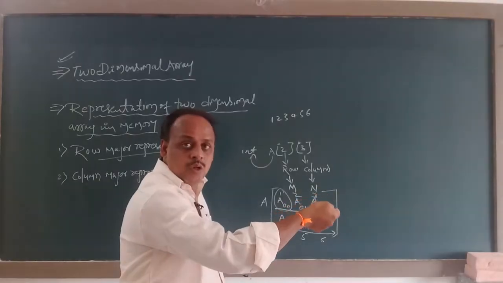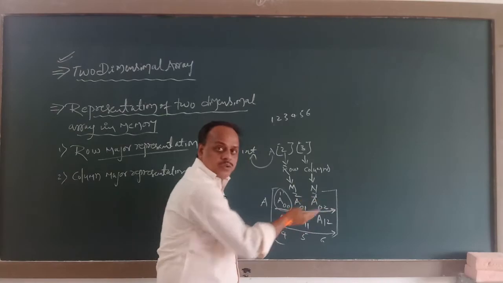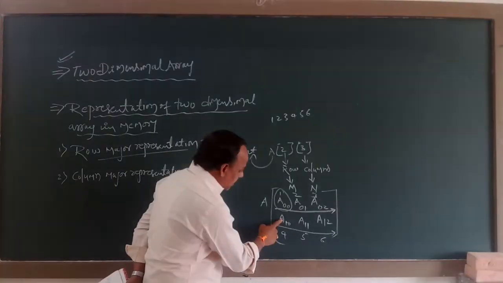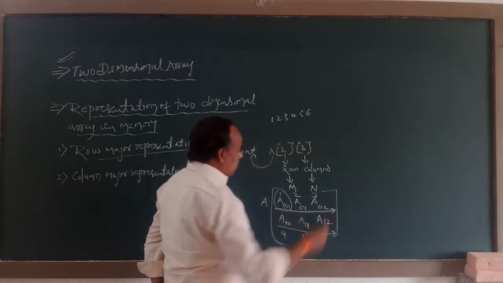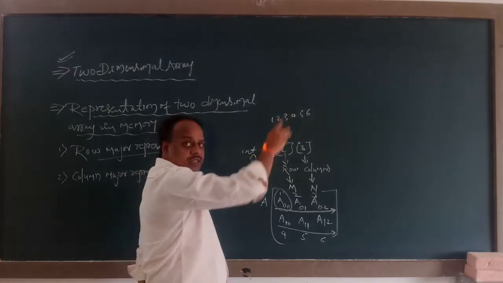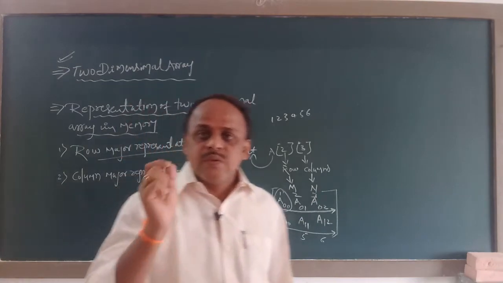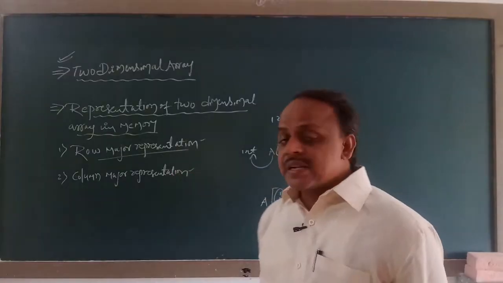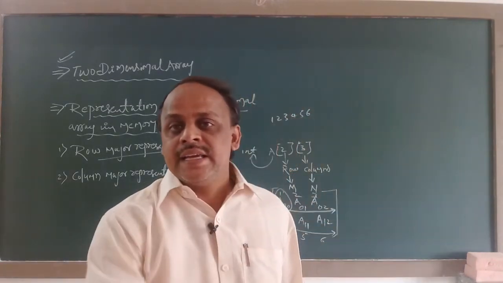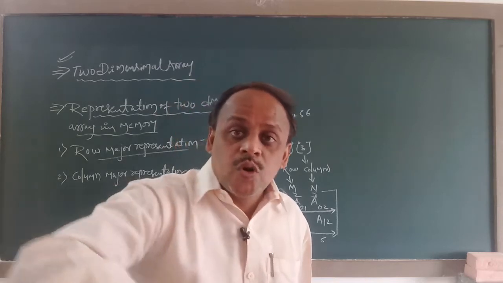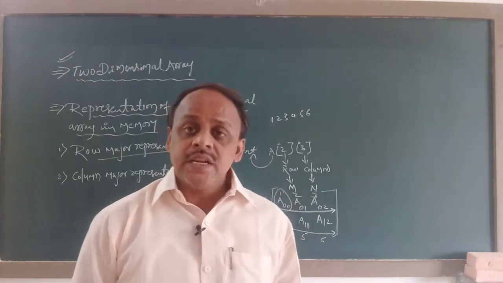After filling the first row, once again array elements are going to be stored in the second row. The second row's first position is A of 1, 0. Second is A of 1, 1. Third is A of 1, 2. Suppose the array is 3 cross 3, then the next third row elements are going to be filled. It is very simple. Row major representation is nothing but entered elements are going to be stored row wise, in row wise memory locations. This is called row major representation.